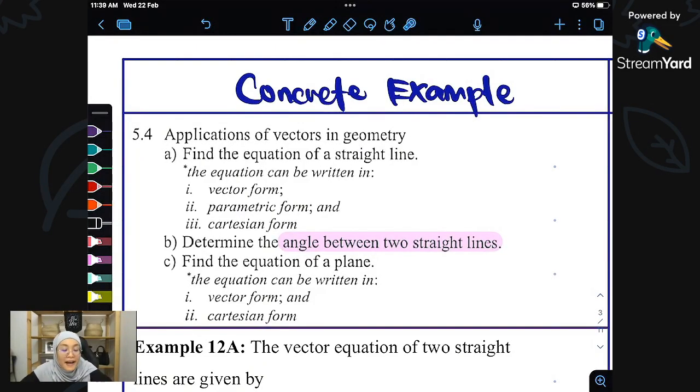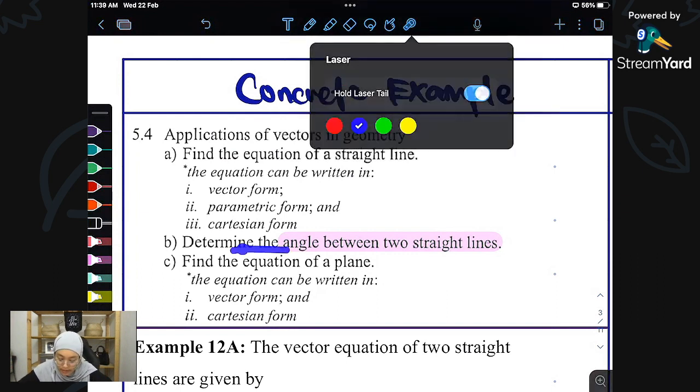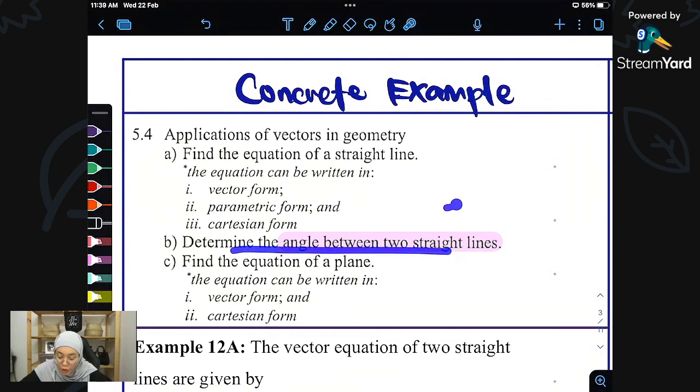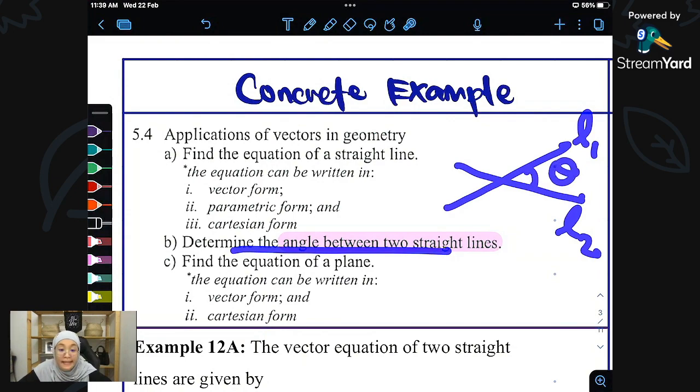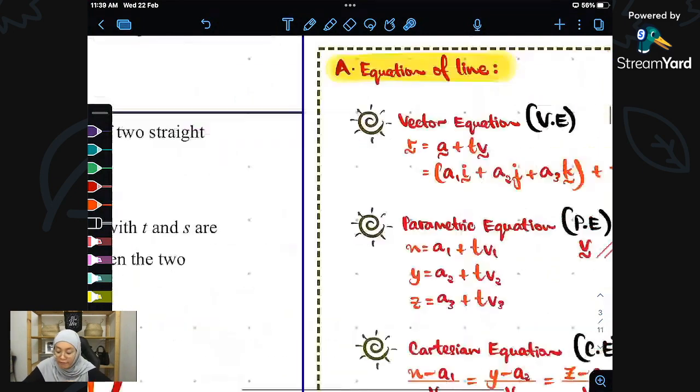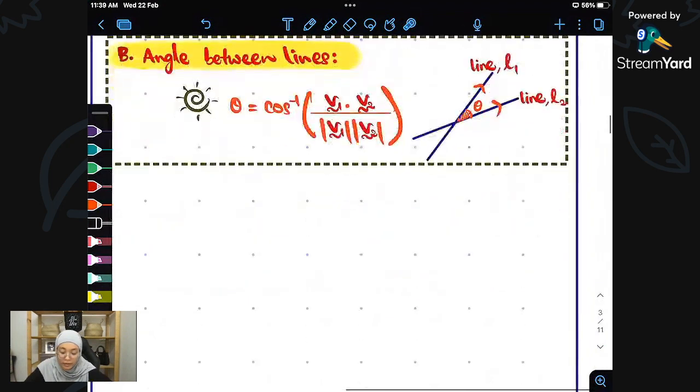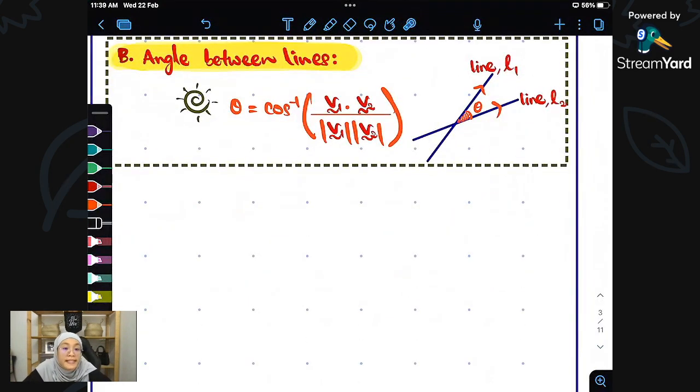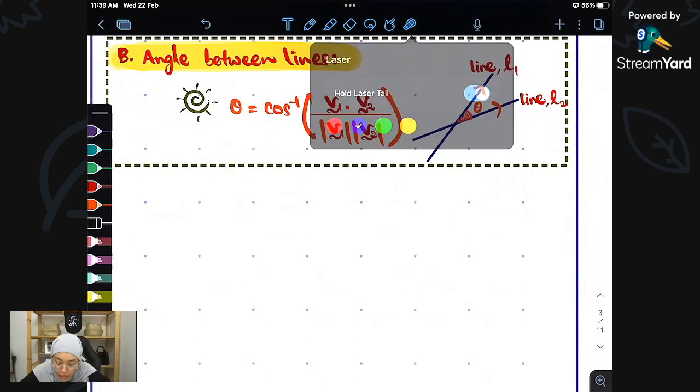Right, welcome back. We are now going to go to the second learning objective, which is finding the angle between the two straight lines. So we have two lines, L1 and L2. We want to find theta. So let's have a look at the formula for the angle between the two straight lines.